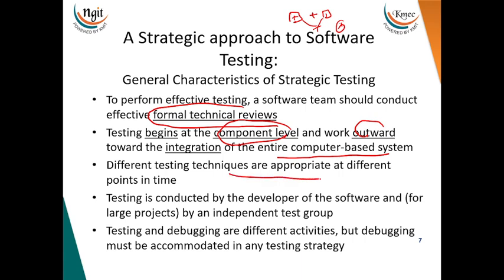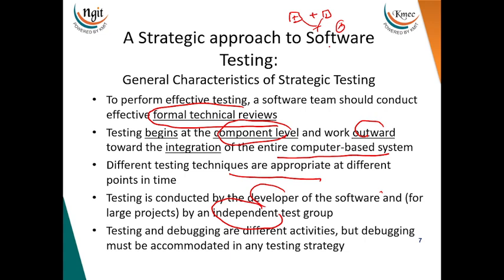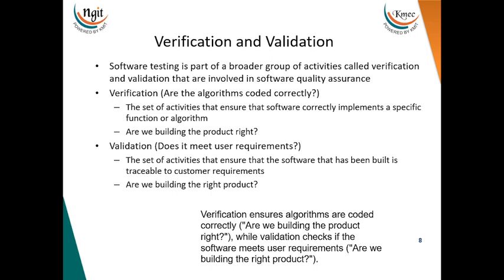Different techniques are appropriate to different approaches. Testing is conducted by the developer of the software and, for large projects, an independent test group. By the developer and the independent group, correct? Testing and debugging are different activities, but debugging must be accommodated in any testing strategy. There are different strategies, and we will look into that.